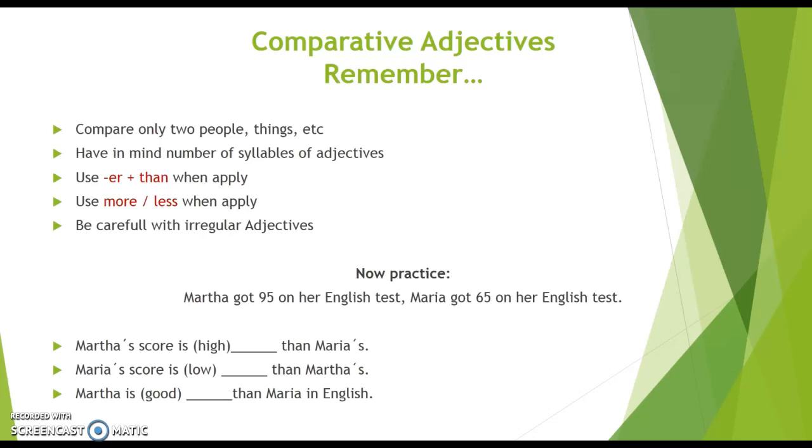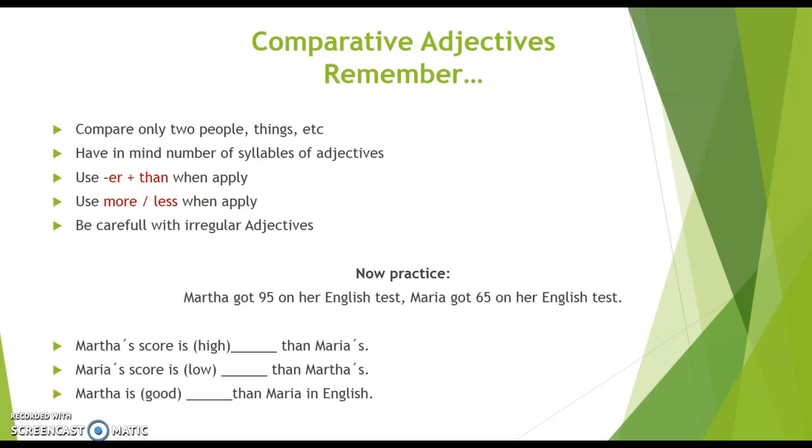Okay, now practice. Marta got 95 on her English test. Maria got 65 on her English test. Okay, example number 1. Marta's score is than Maria's. You have the word high in parentheses. Second example, Maria's score is than Marta's. You have the adjective low. Third example, Marta is than Maria in English, and you have the adjective good.